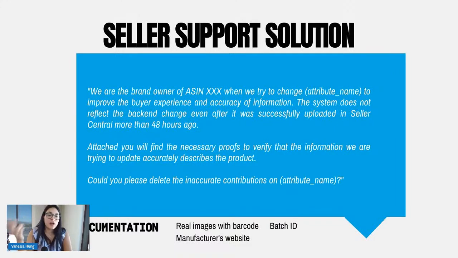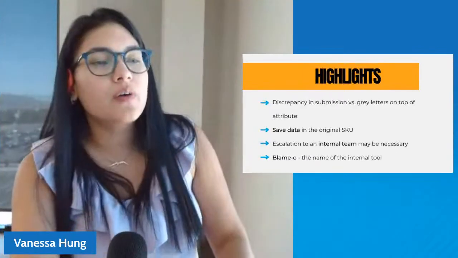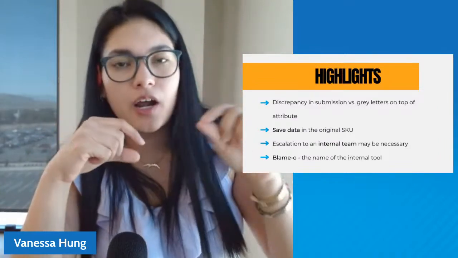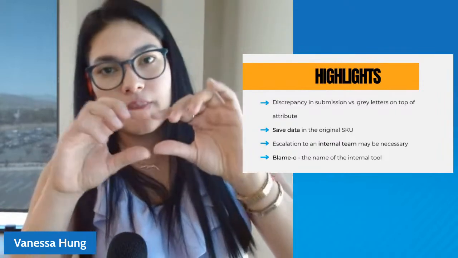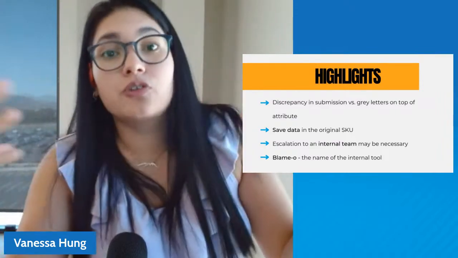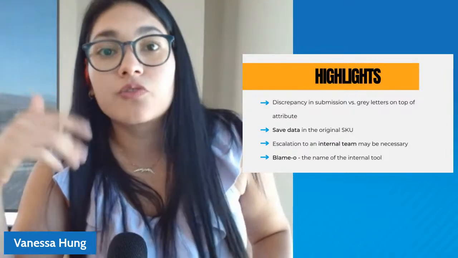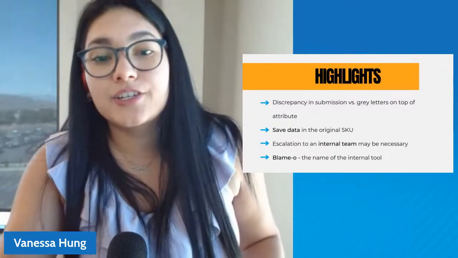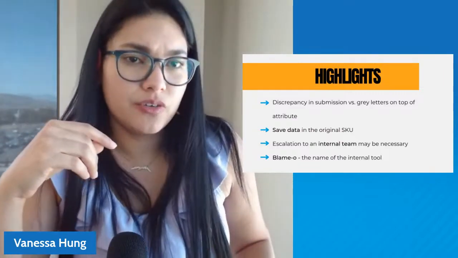Again, real images with the barcode, manufacturer website, and the batch ID. The highlight is the discrepancy between the submissions. So in Seller Central, you have the gray letters on top of an attribute that say what's the contribution that they are using right now, and in the main box is the actual contribution that you're doing. When there's a discrepancy there, that's where you know that they are not reading you as the owner. So save the data in the original SKU. Escalation is needed, and BLAMO is the name of the internal tool that you use.